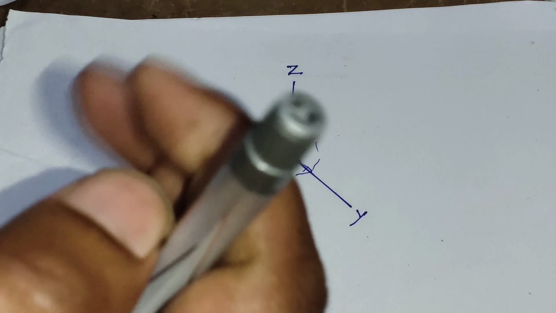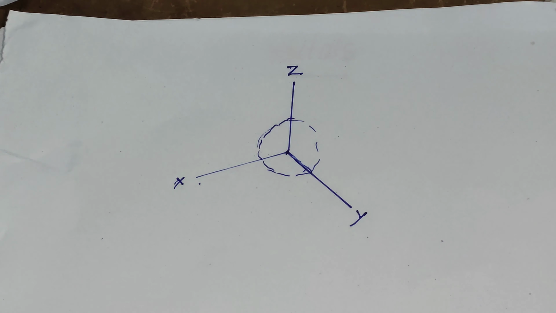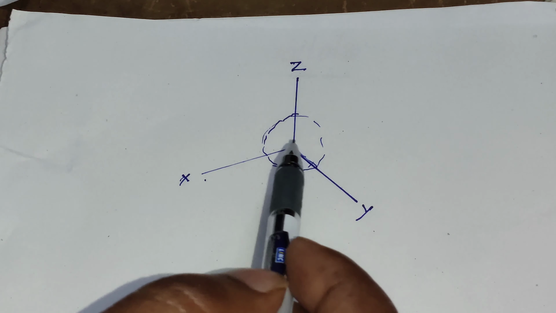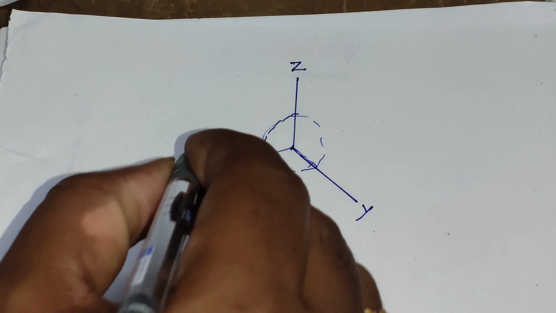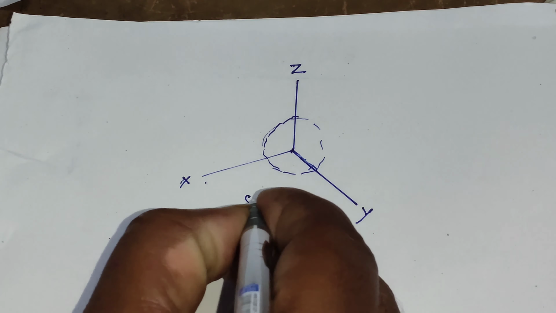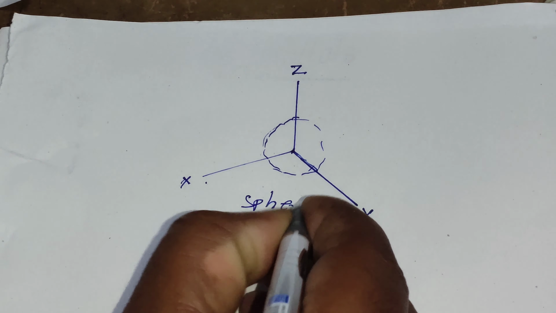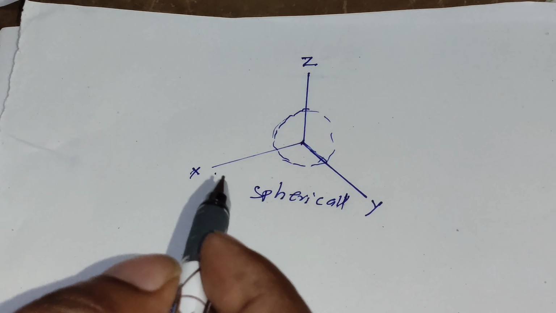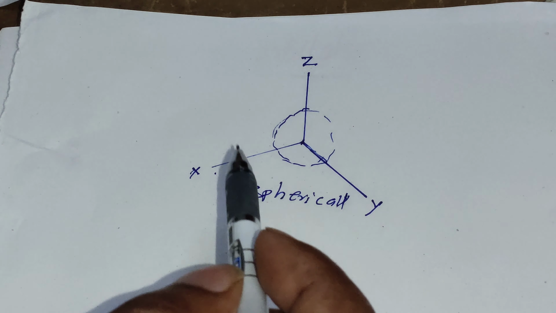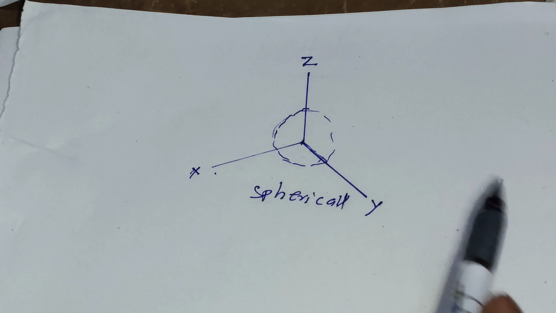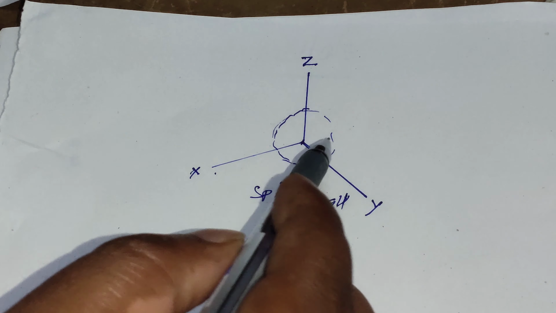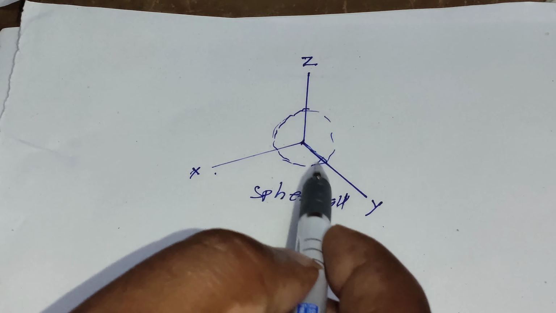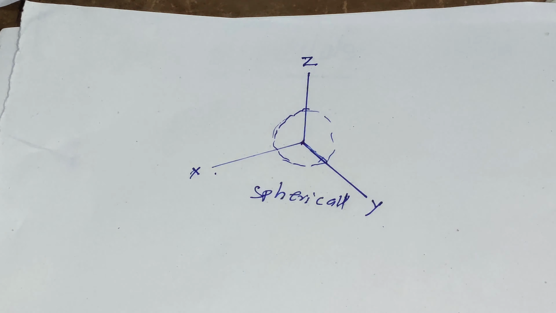Okay students, so what is the s orbital? The s orbital doesn't have any directional character and its shape is symmetrically spherical. The size increases with the increase in the n value. So in most cases the shape of the s orbital is spherical and it doesn't have any directional character. Okay students, this is about the s orbital.